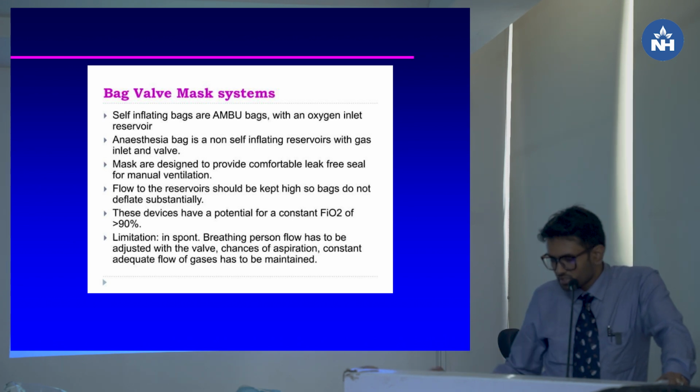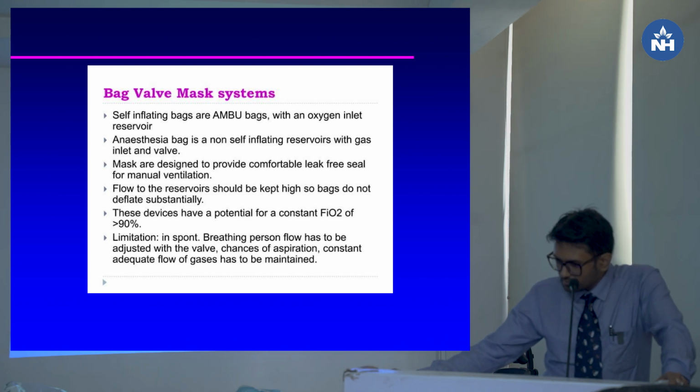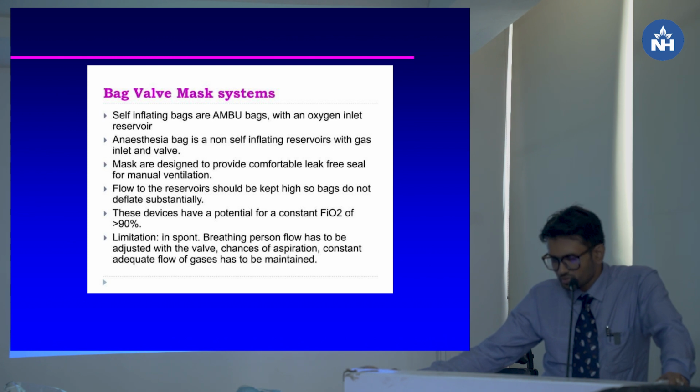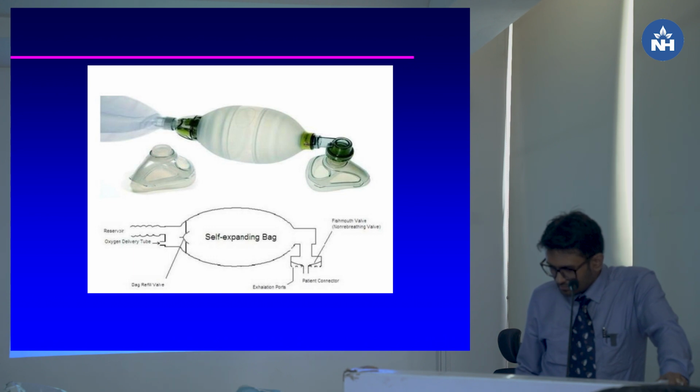This device has the potential for a constant FiO2 of more than 90%. Problems are that the breathing pattern and flow have to be adjusted with the valve, there is a chance of aspiration, and adequacy of the flow of the gases needs to be constantly maintained. So this is the mask we need to fit here, this is the bag, and this is the reservoir, and this is the valve, called the non-rebreathing valve.